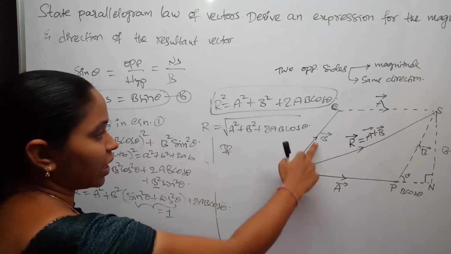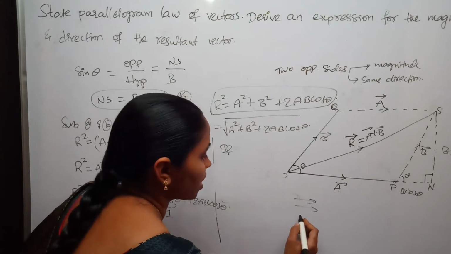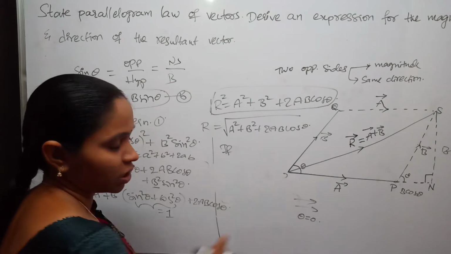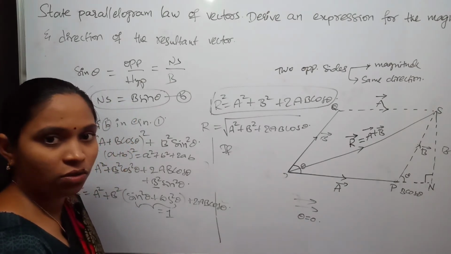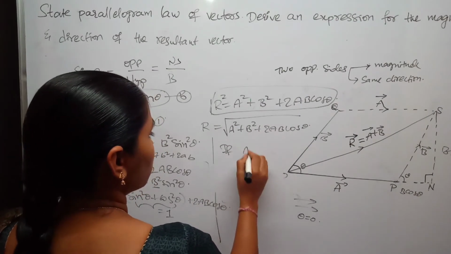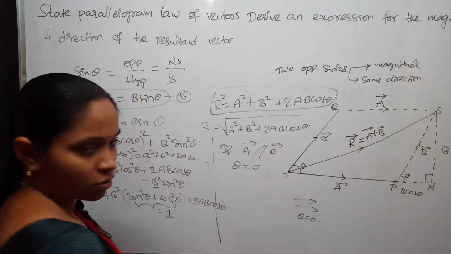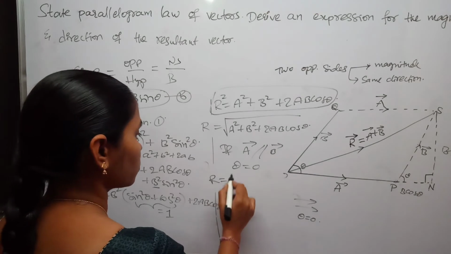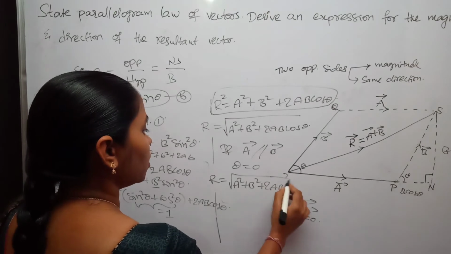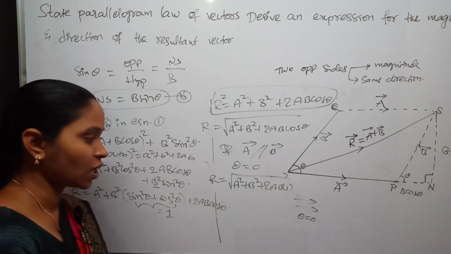If the vectors A and B are parallel to each other, what happens? Theta will be equal to 0. The angle between these two vectors will be equal to 0. And what is cos 0? Cos 0 is equal to 1. Then the resultant R is equal to the square root of A square plus B square plus 2AB into 1.